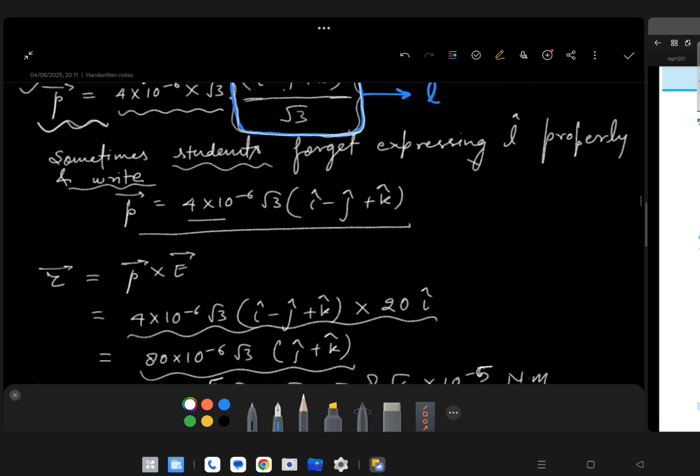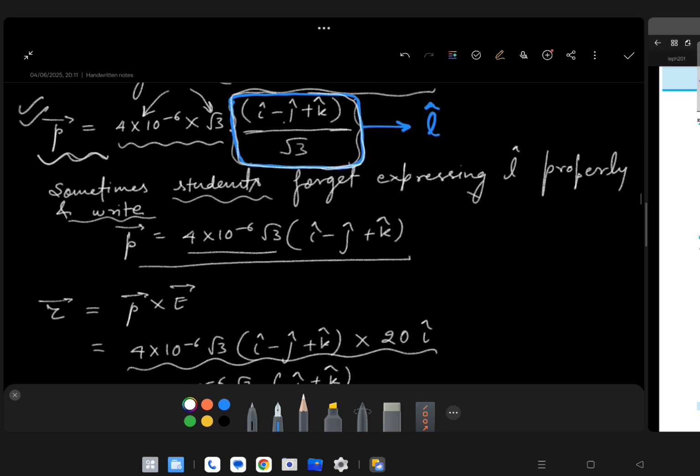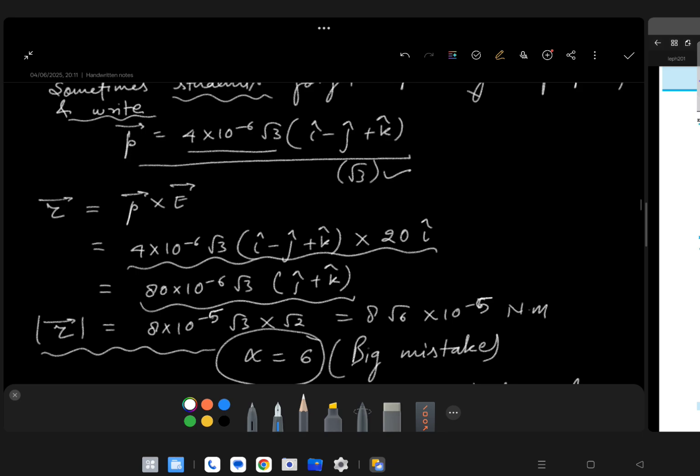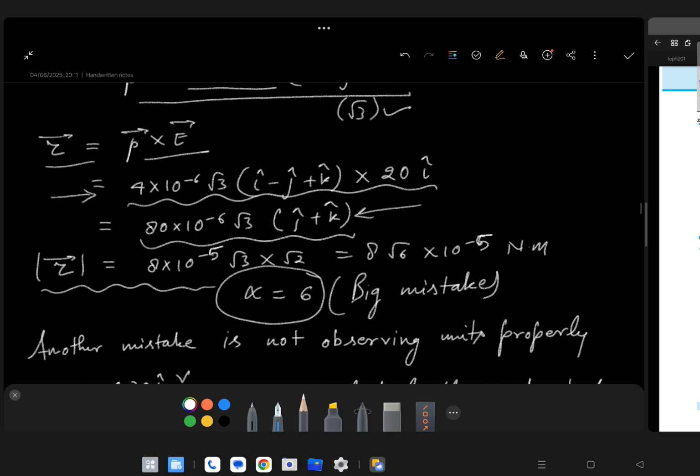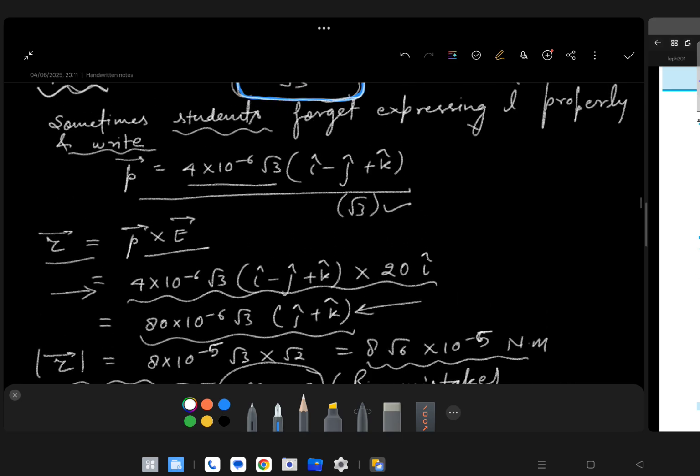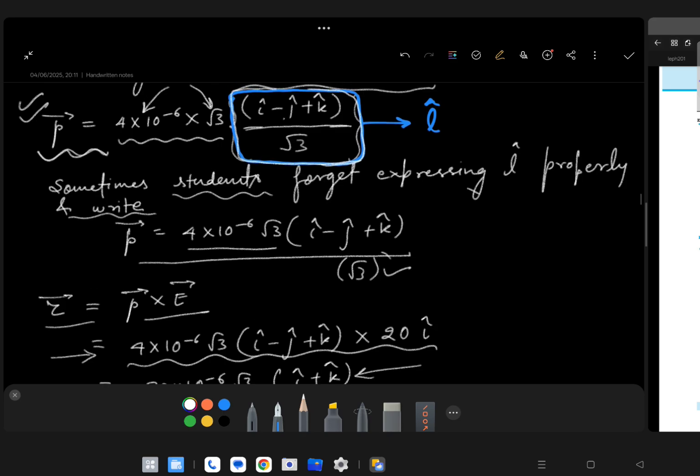See, vector P is equal to 4 into 10 power minus 6 into root 3 (I cap minus j cap plus k cap). What have we missed here? We have missed the division by under root 3. If you miss this division by under root 3, you will mistakenly write this vector product like this: 4 into 10 power minus 6 root 3 (I cap minus j cap plus k cap) cross 20 I cap, and you will do the cross product like this, and in the end you will get the value 8 root 6 into 10 to the power minus 5 Newton meter. You have done everything properly, but you forgot to put this root 3 in the denominator.